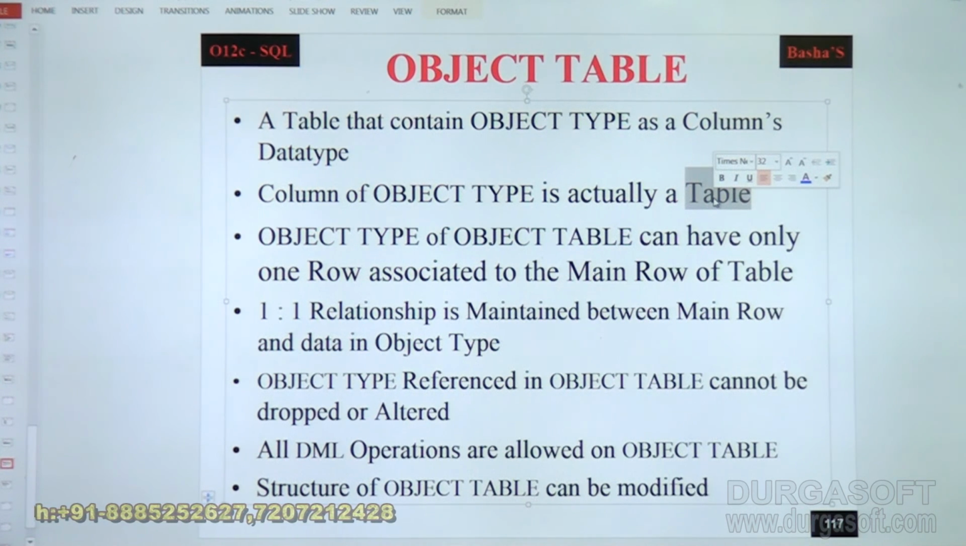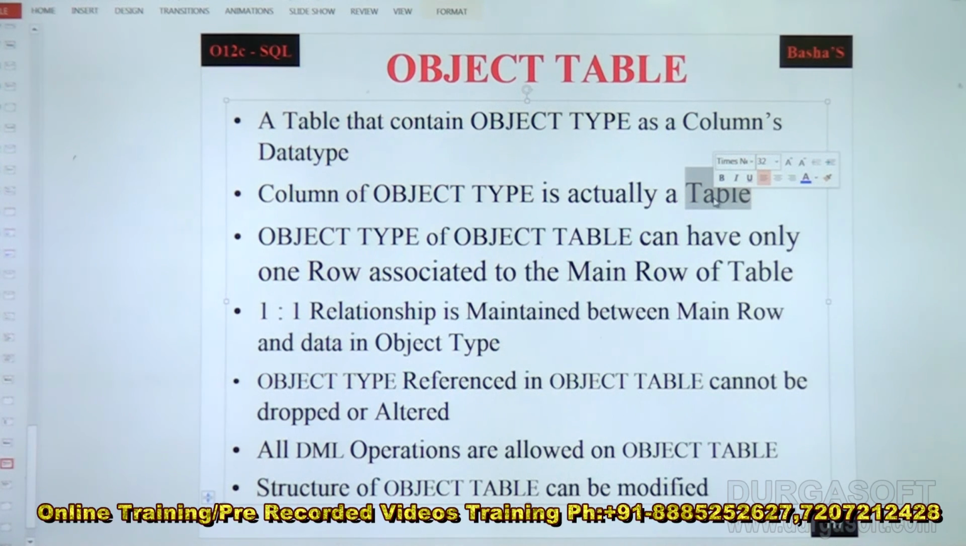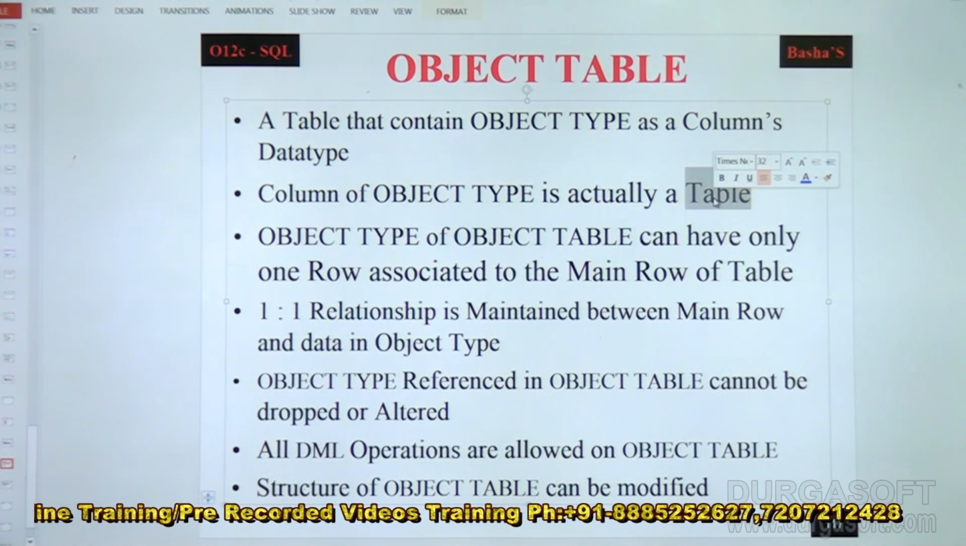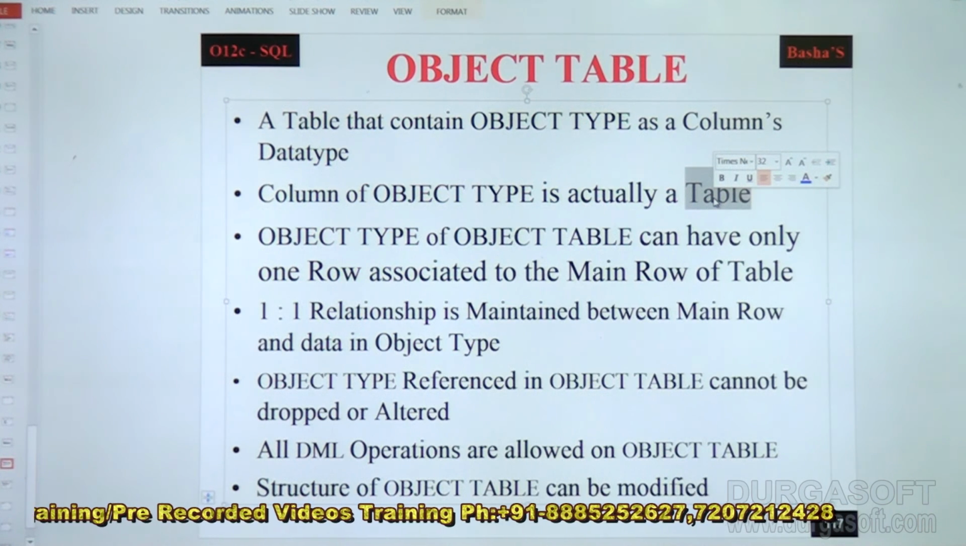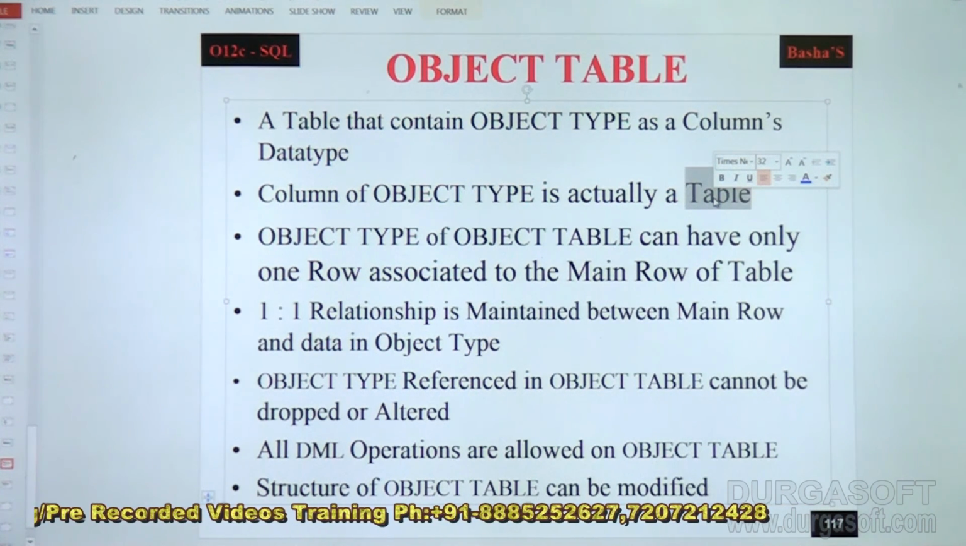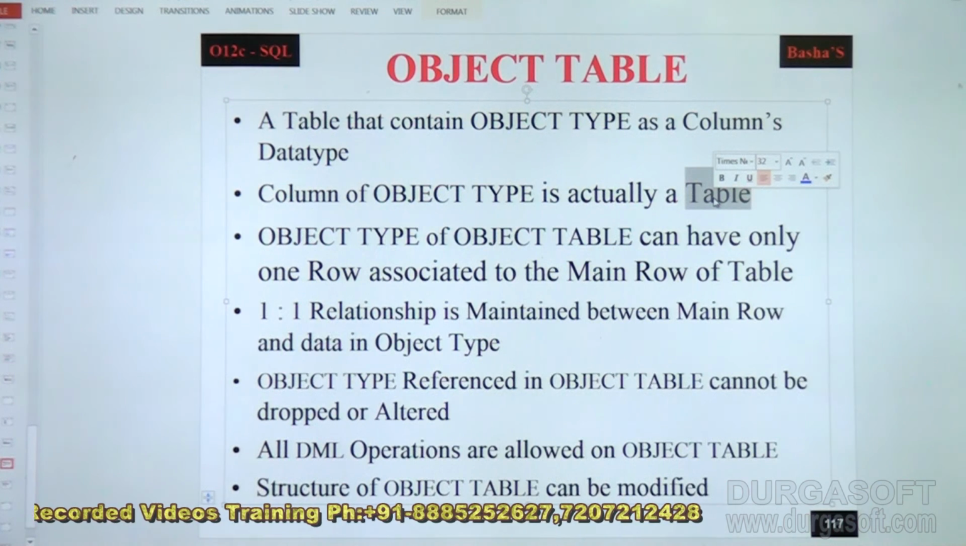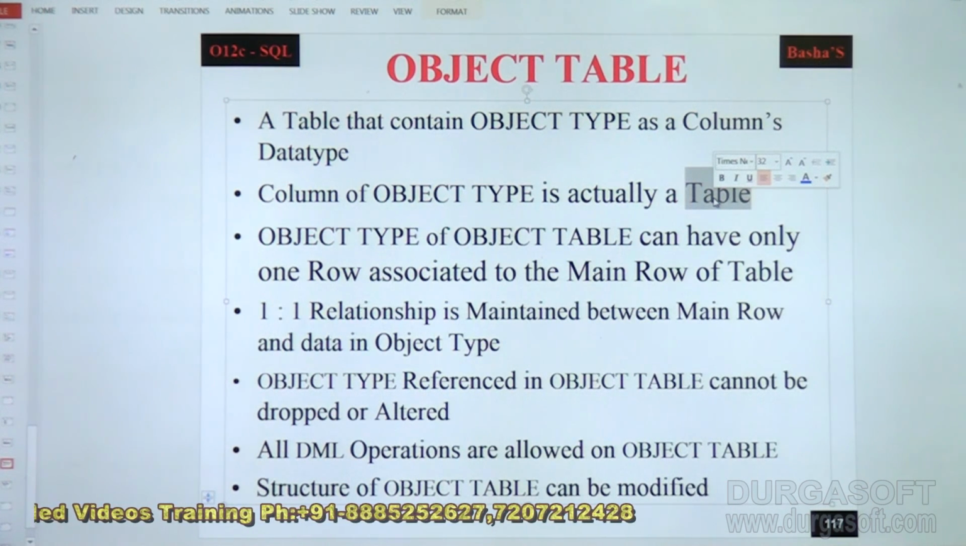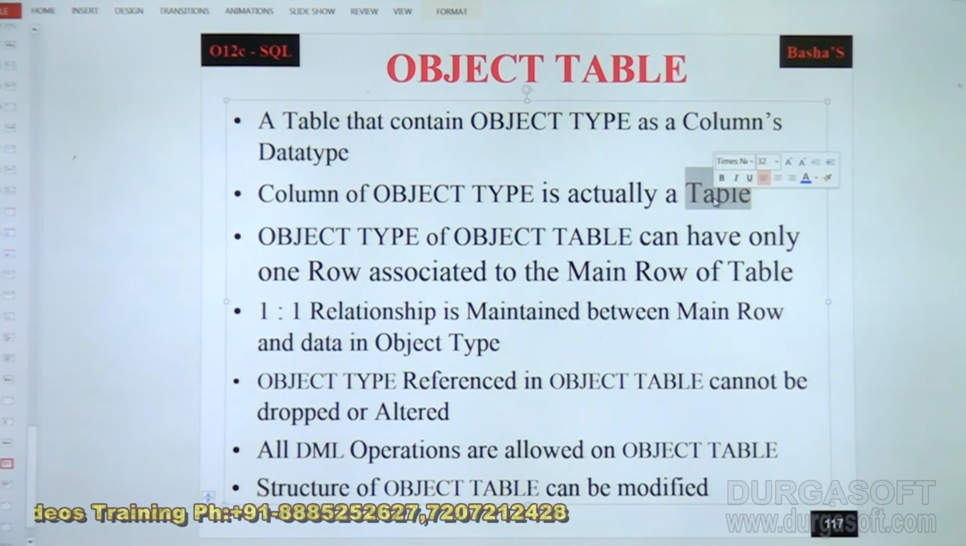When we have object type inside an object table, that object type can accept only one row which is associated to the main row of the table. When we insert one record into the table, that one record can have only one row inside the object table. We cannot have more than one row inside the object table. So there is a one-to-one relationship between the main record of the table and the data stored in the object type of the table. It is always one-to-one, but one field can have multiple fields inside the object type, but the rows are only one.